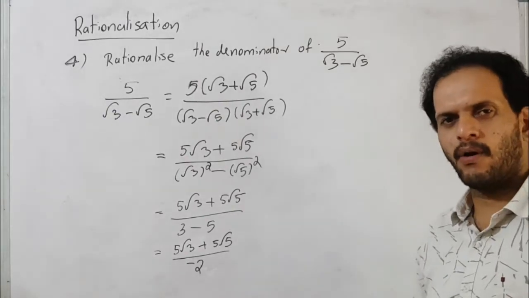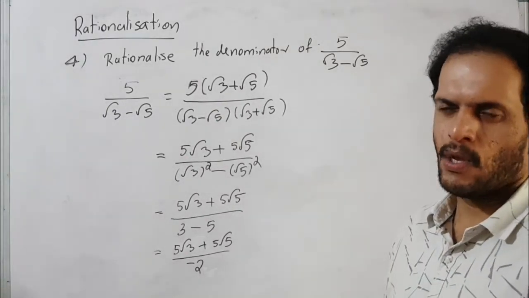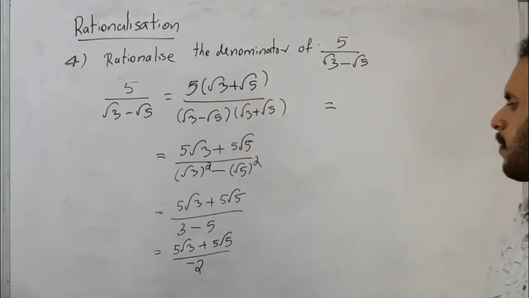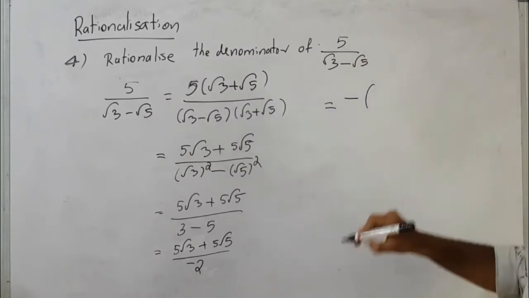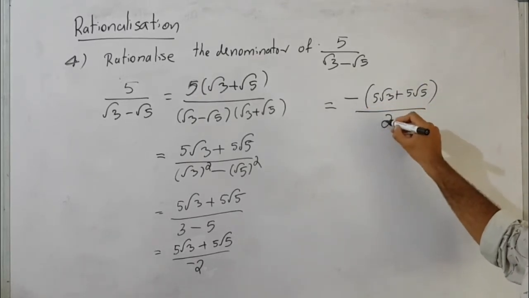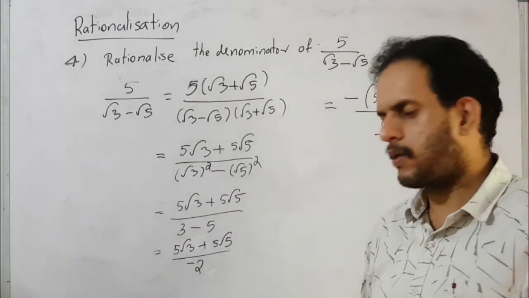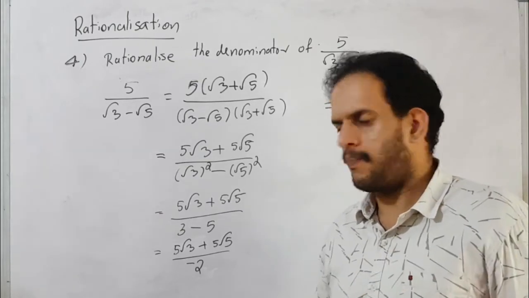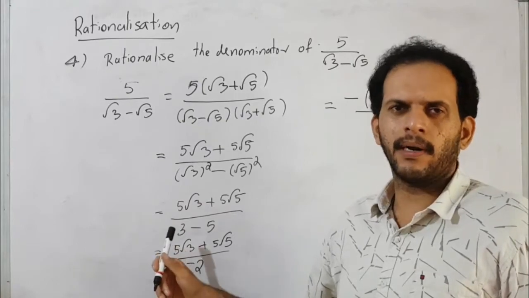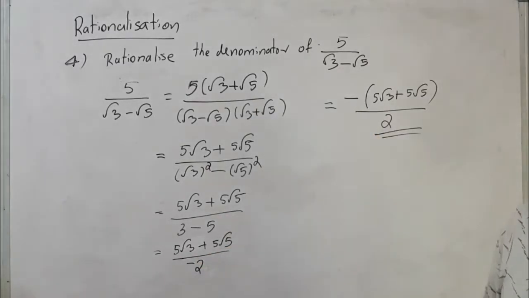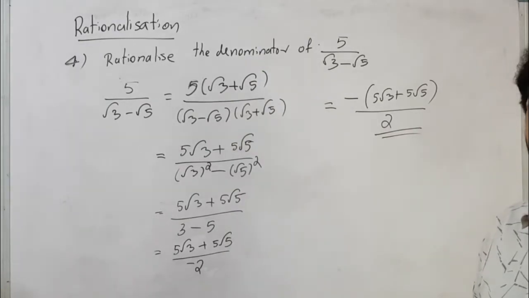Then we know that in the case of a fraction, we do not put the minus in the denominator, correct? So we put this minus symbol in the numerator. The next step is equal to, minus is common to both, so we put the bracket: minus of (5 root 3 plus 5 root 5) by 2. Okay, why do we put it like this? Because we know that in the case of a fraction, we do not keep the minus symbol in the denominator. We add this minus symbol to the numerator. That is, minus is common to both, so we put the bracket minus of (5 root 3 plus 5 root 5) by 2. Clear? And I think you got the whole idea.